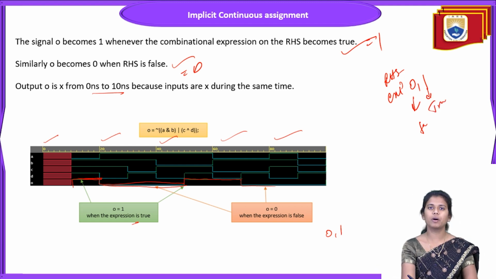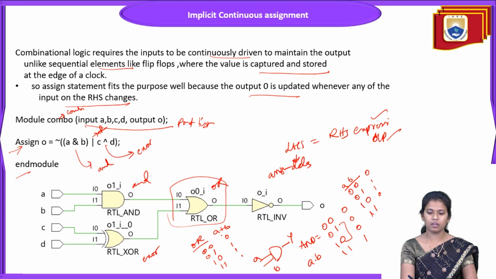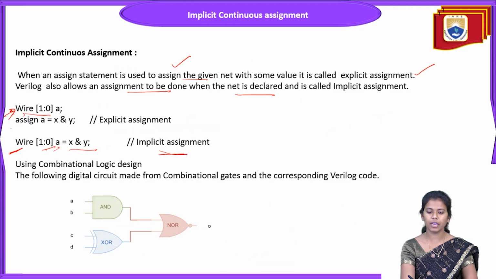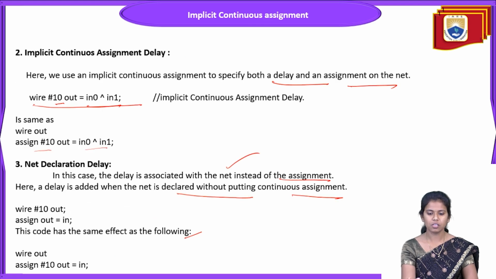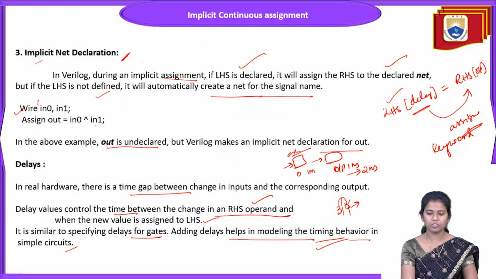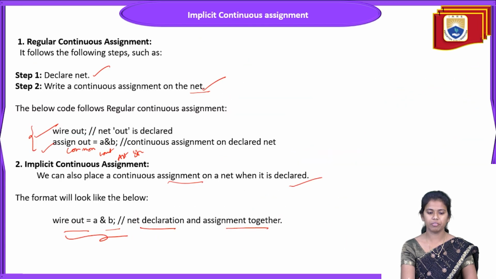So this is all about implicit continuous assignment, and we have some examples to be discussed, and those examples will be discussed in the coming sessions. So this is all about the implicit continuous assignment and the different types in it.